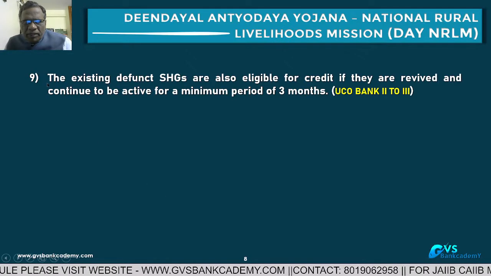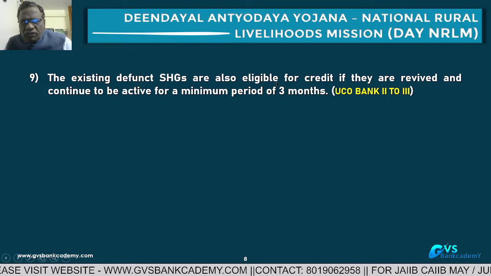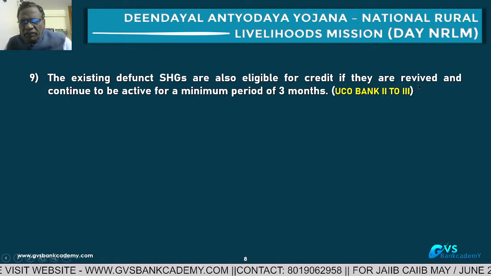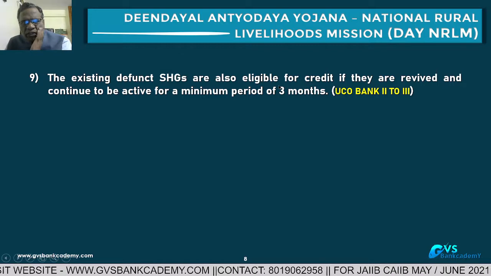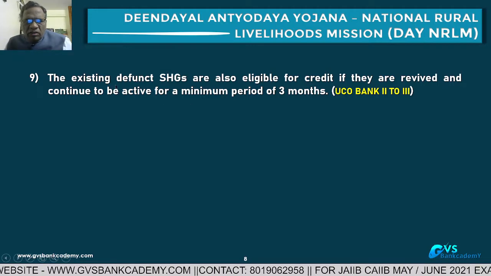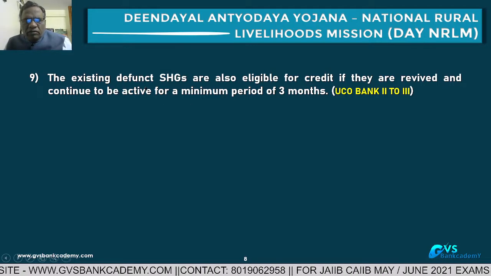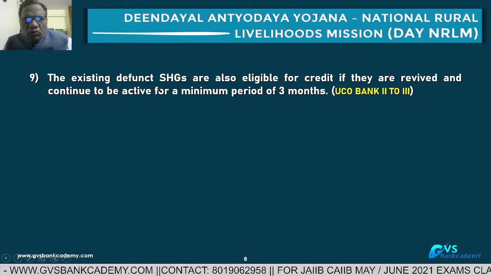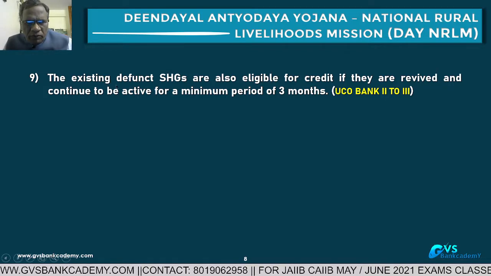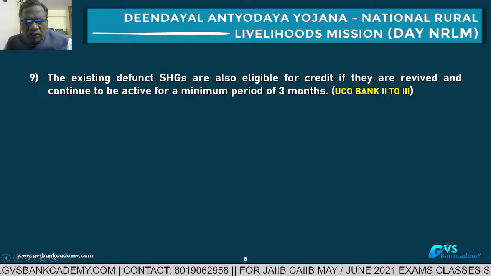Question, point number 9. The existing defunct SHGs are also eligible for credit if they are revived. Once the account was opened, there was no operation, and the account has gone into defunct position. Now, if that group wants a loan, they first have to revive that account.